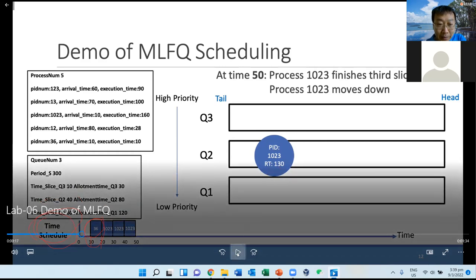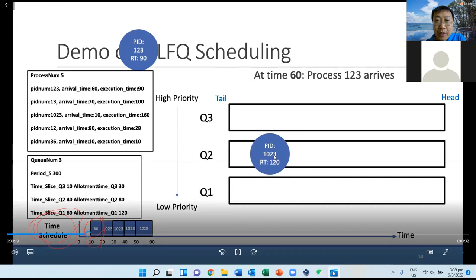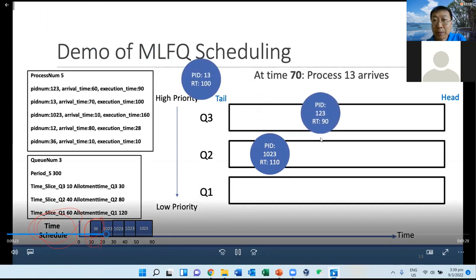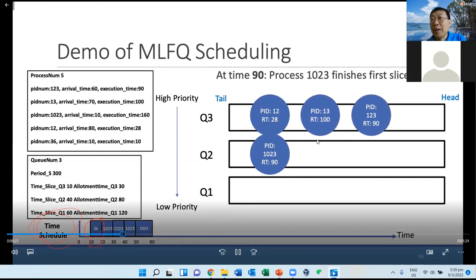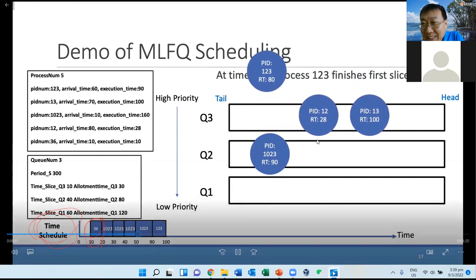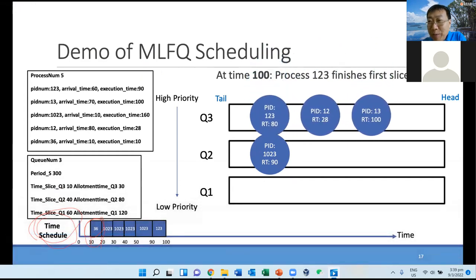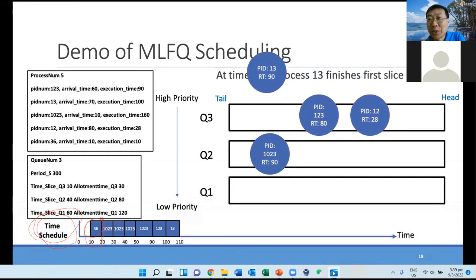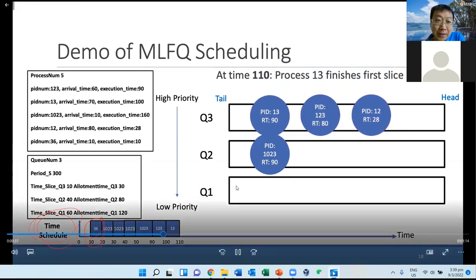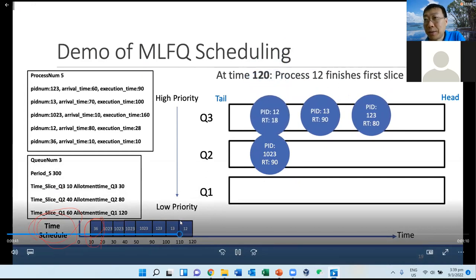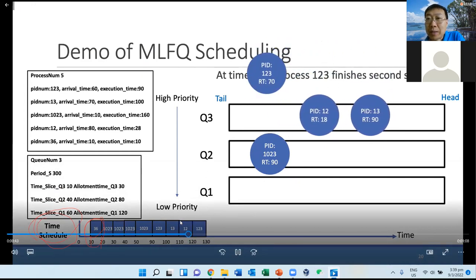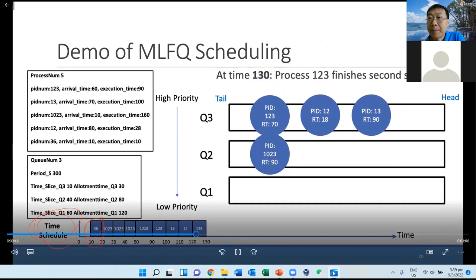Then we continue. Here we do scheduling, then a new job comes and so on. Then we do scheduling again and again. This is a very good example. You guys play this example. It's round robin manner on the topmost queue, and the schedule is here. I hope after you go through this example, you understand the multiple level feedback queue.